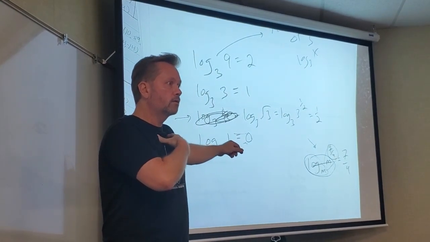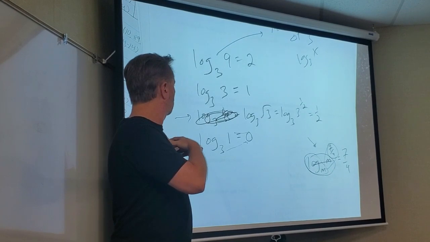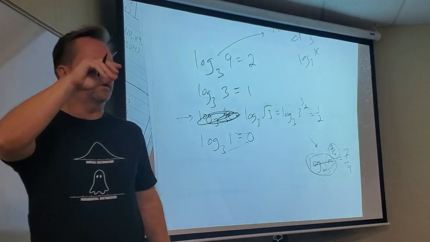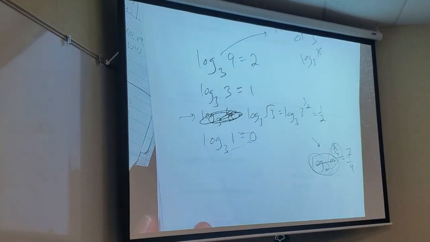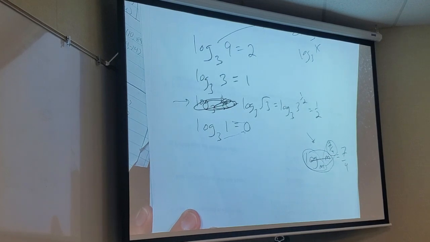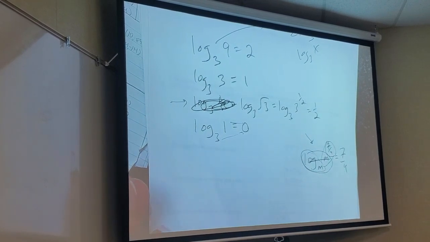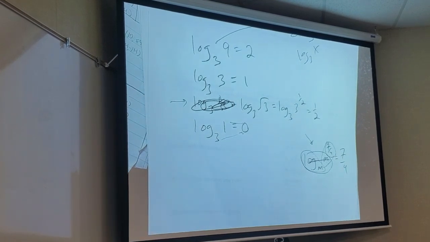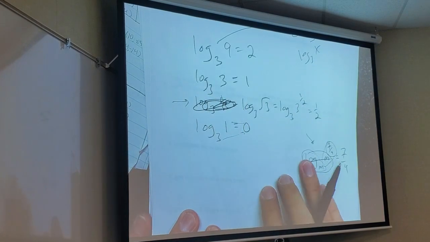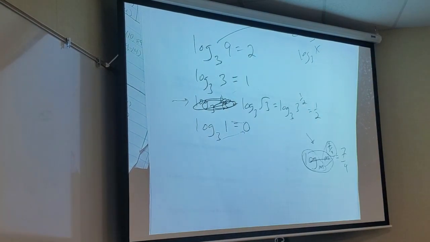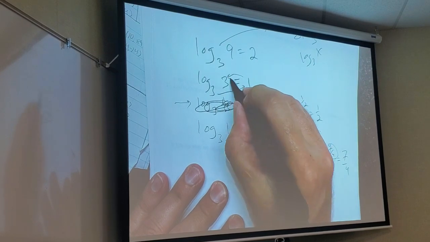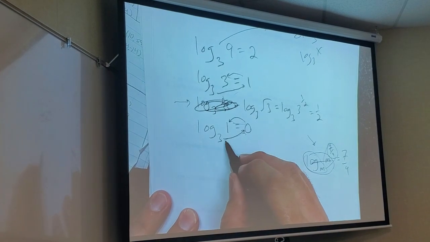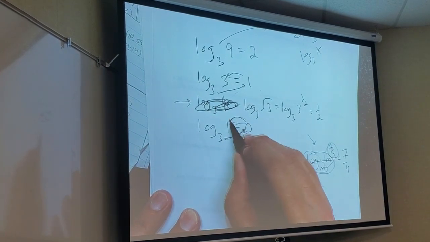Say again? I thought anything to the first power is 1. No, you're flipping a few things. Anything to the 0 power is 1. Anything to the first power is itself, right? 7 to the first power is 7. 3 to the first power is 3. 3 to the 0th power is 1. So you can always draw these little arrows: base to the answer equals the input.